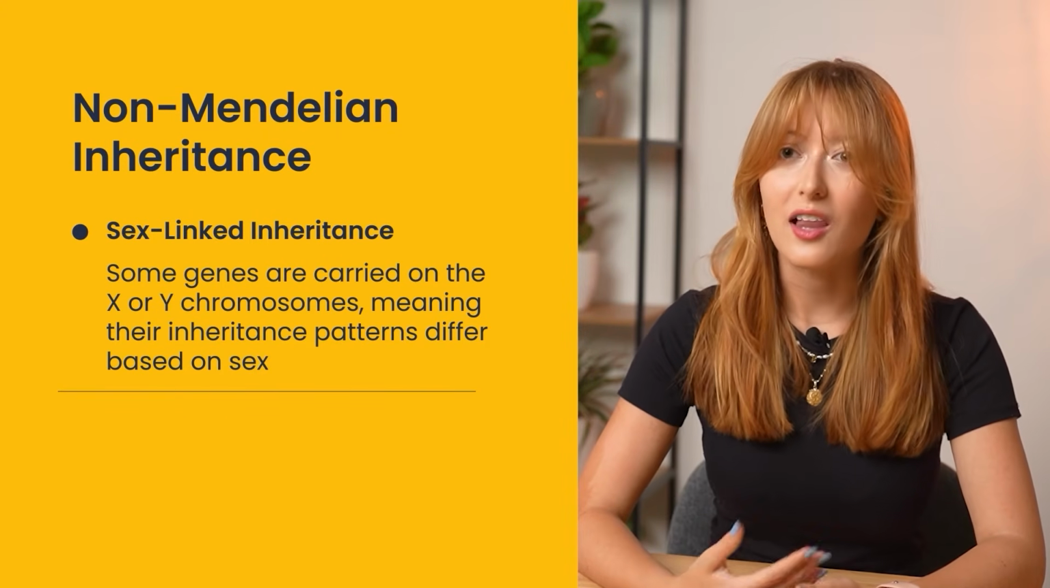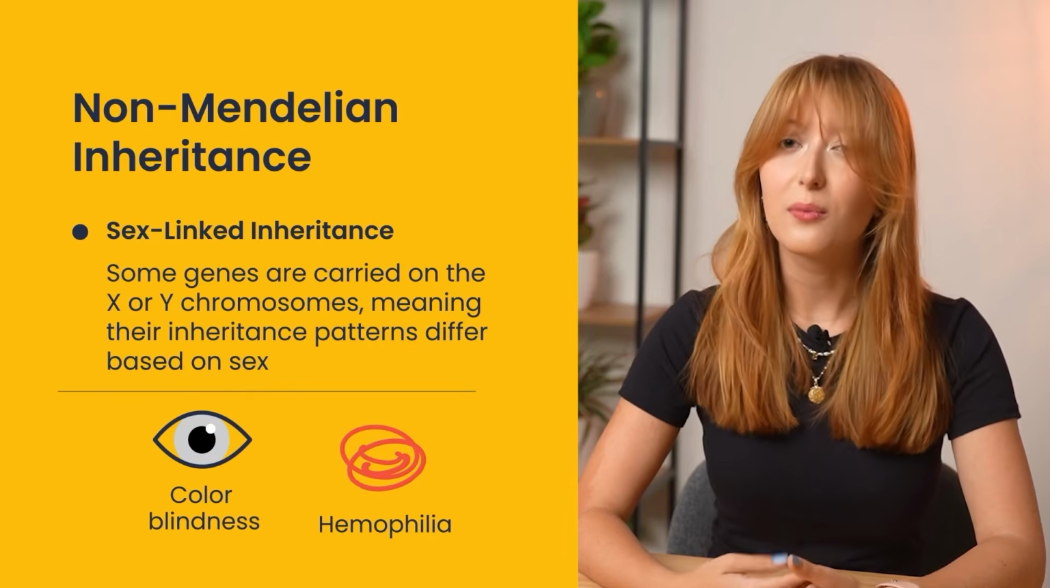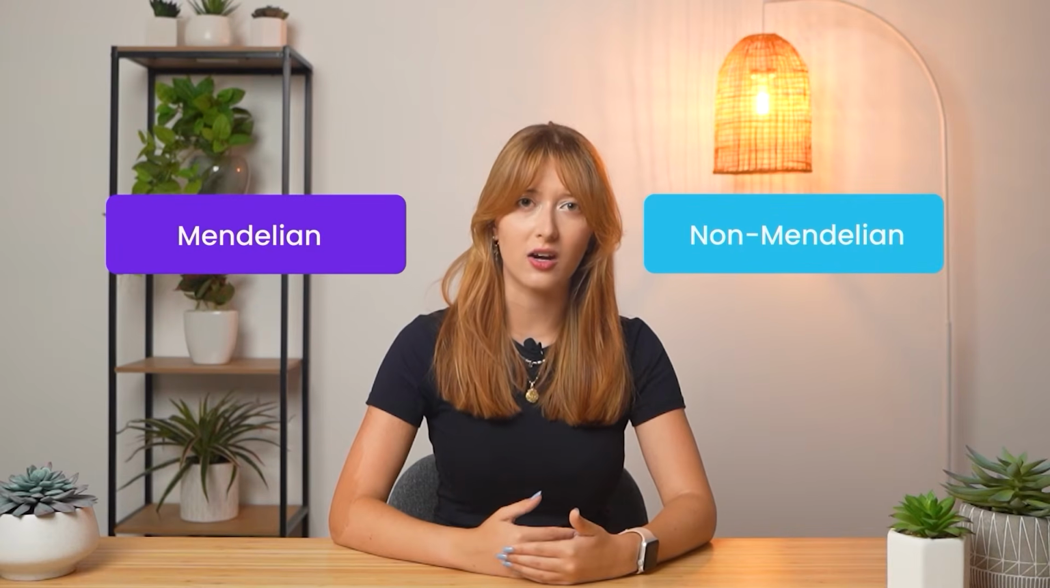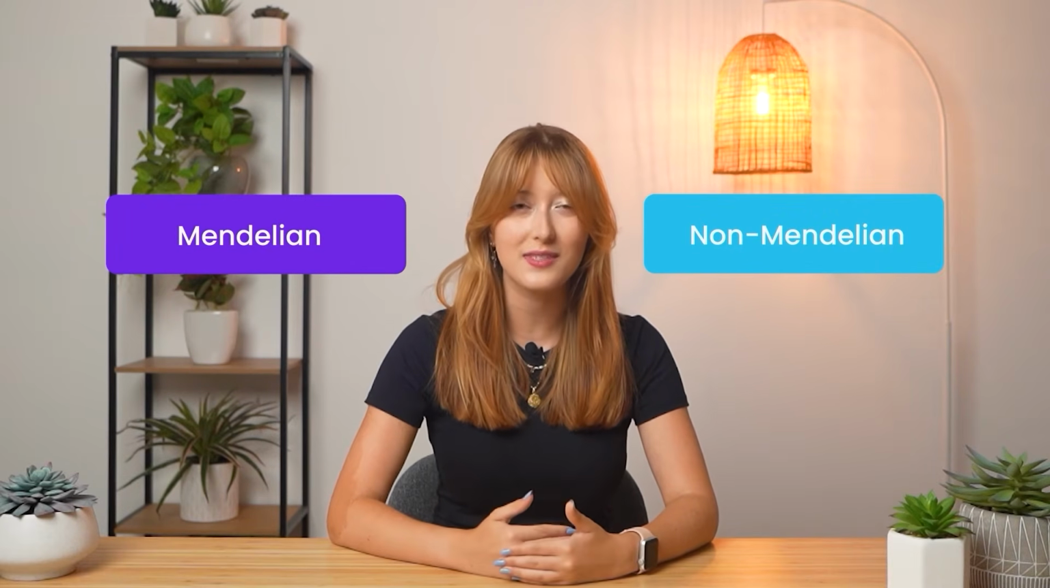For example, color blindness and hemophilia, which are more common in males because they only have 1 X chromosome. Understanding when to use Mendelian versus non-Mendelian inheritance is key for HSC exams. Many students lose marks by assuming all inheritance patterns follow simple dominant and recessive rules. Instead, it's important to recognize when traits deviate from Mendelian genetics and apply the correct pattern.